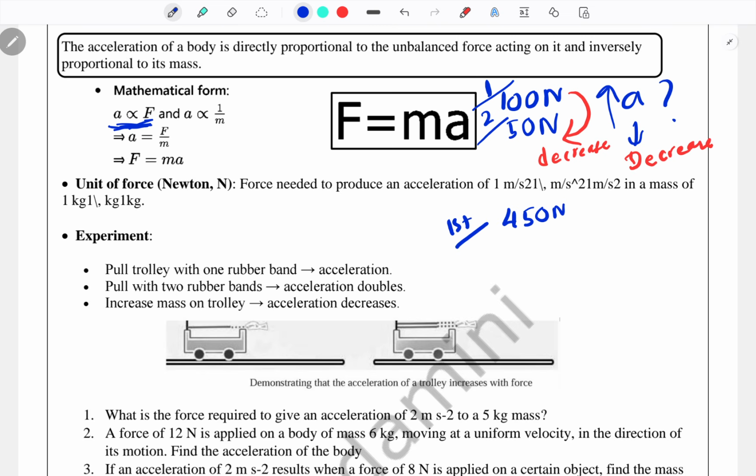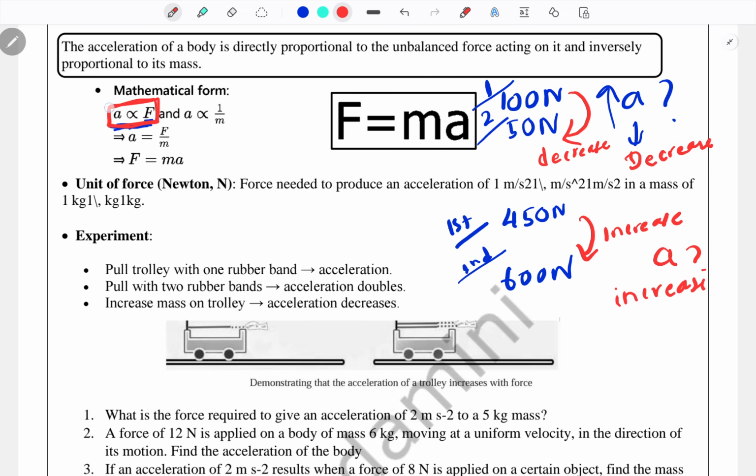Then in the second case you are applying to the same object, but this time 600 Newton. What happened? You are increasing the force. So what happened to the acceleration? It is also increasing because I said it is directly proportional. Okay.